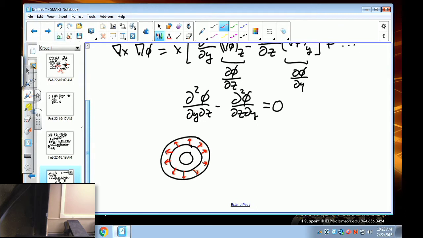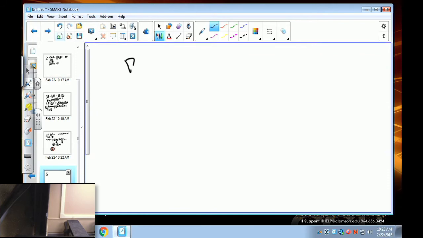Okay. Now the other one is a little bit more challenging: the divergence of the curl of any vector field. It is zero, again, provided W is well behaved.